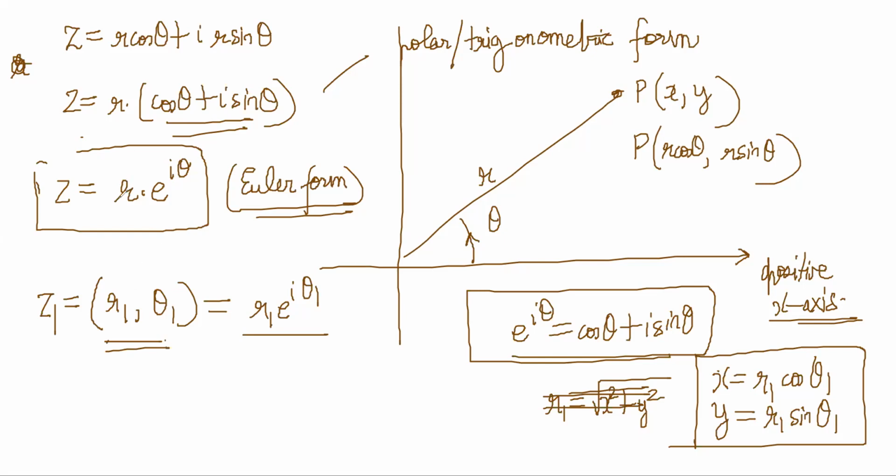Correct. So understand this Euler form. Euler form uses two things. It uses the distance from the origin, which is r1, and it also uses the angle that the complex number makes, that is, the line from the origin to that complex number makes with the positive x-axis, right? So these two pieces of information are what is employed in the polar form of the complex number.